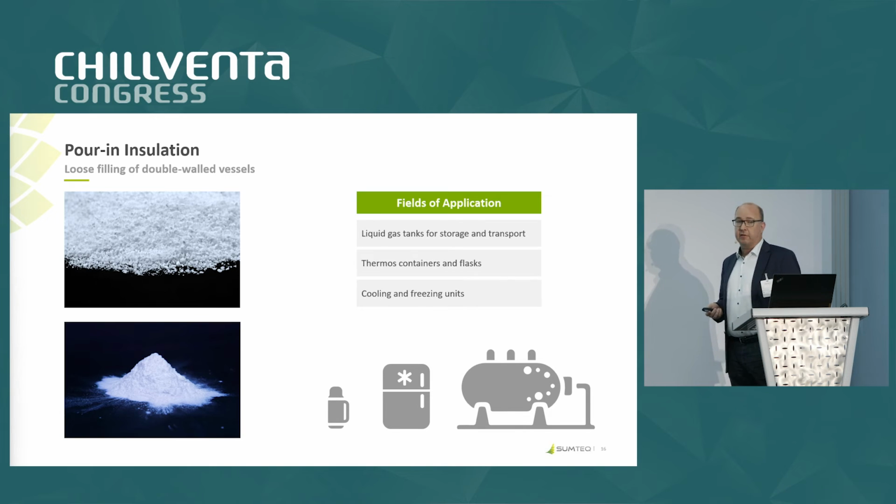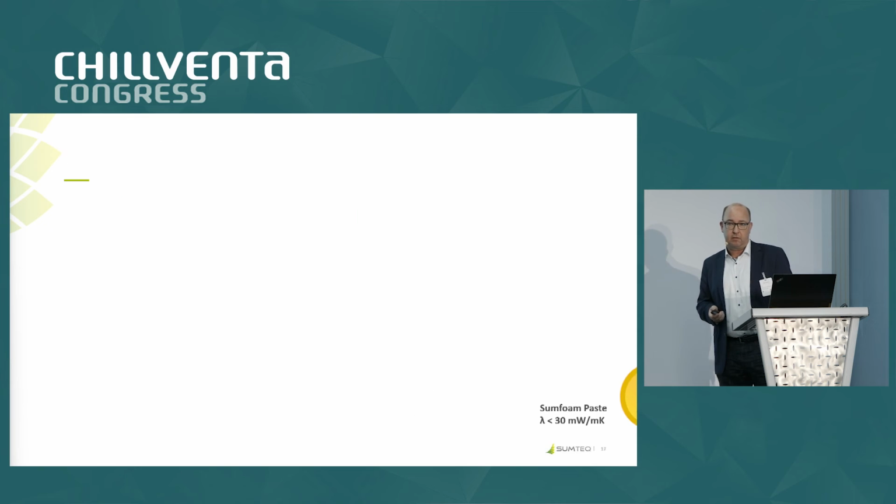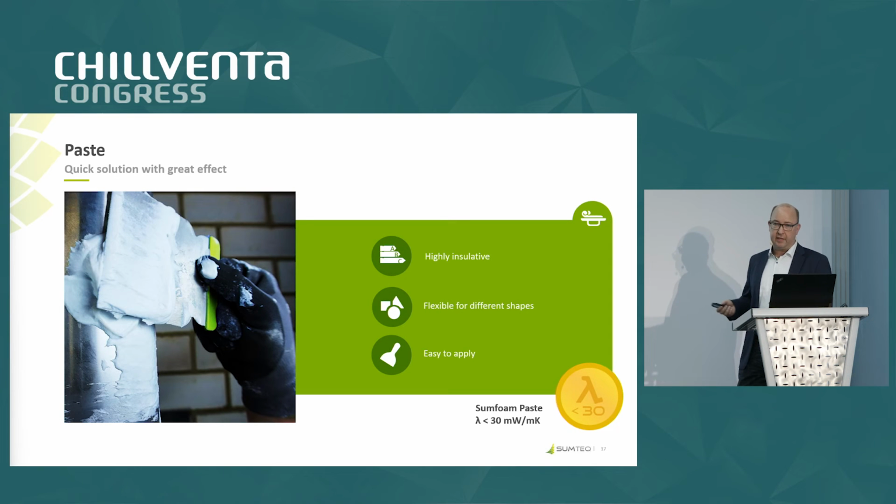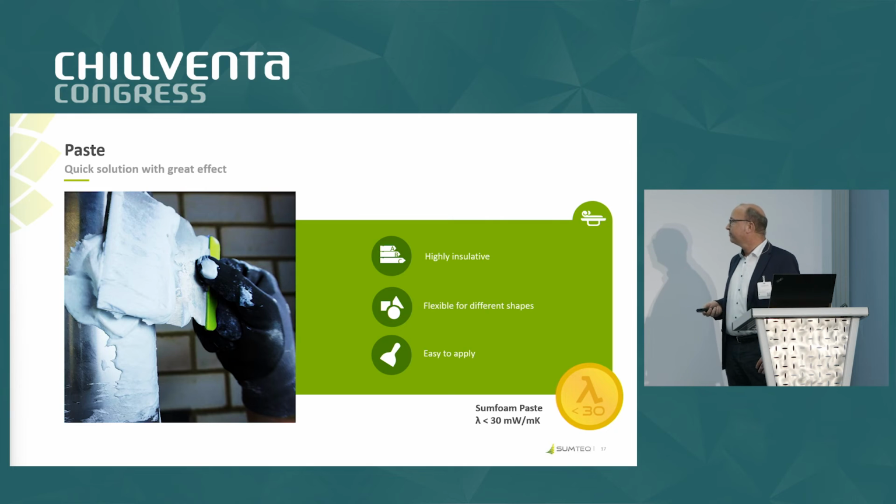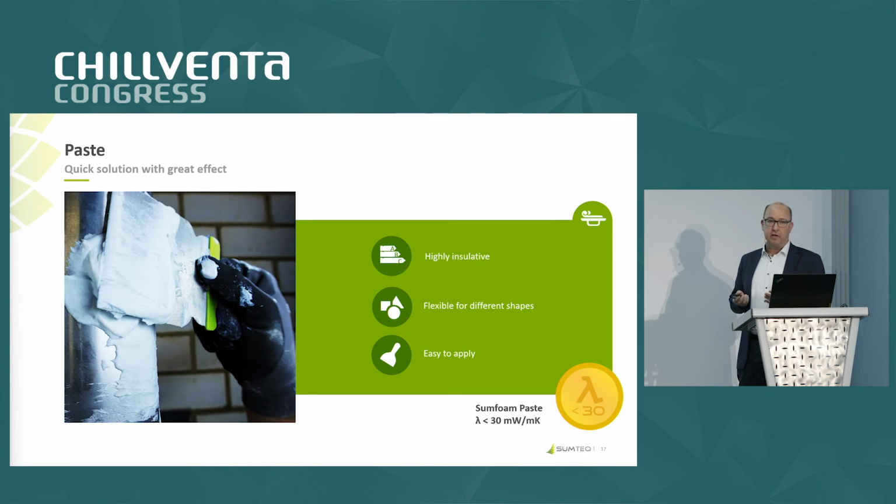Also, a very new development of ours is the Samform paste. The Samform paste is a mixture of powder and binding agent, and you can flexibly use it for coating and for filling. It is highly insulative as well. We have mentioned here below 30 in the lambda value, but we are currently improving it. We are sure to achieve a lambda value of below 25 as well, since it is nearly only our Samform material in the paste.